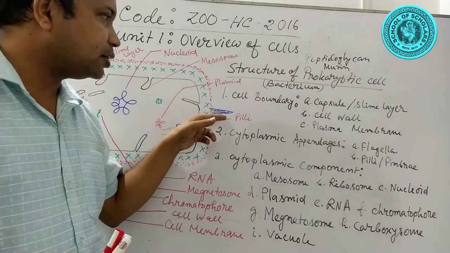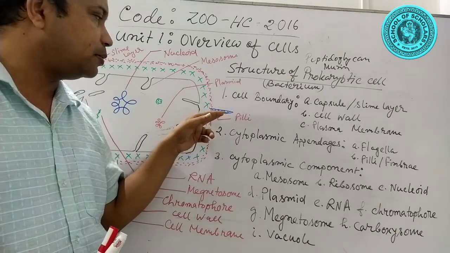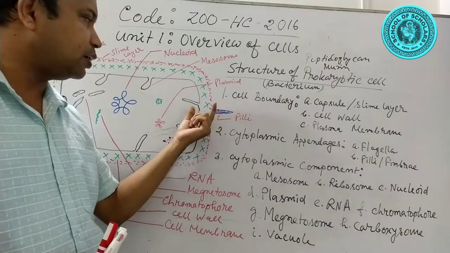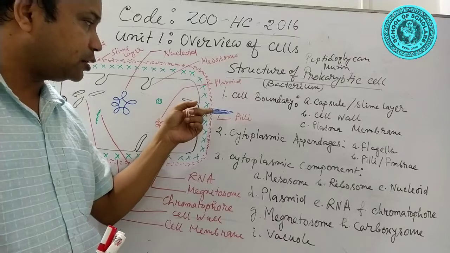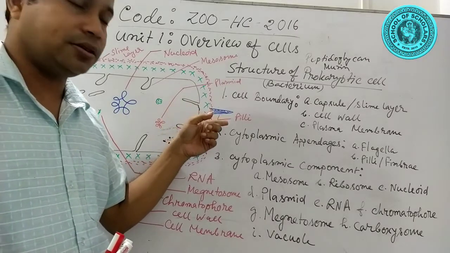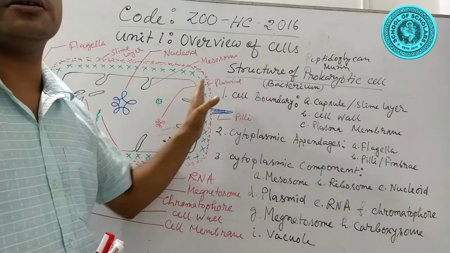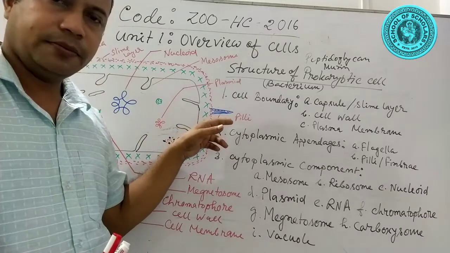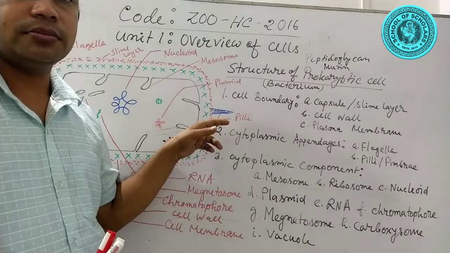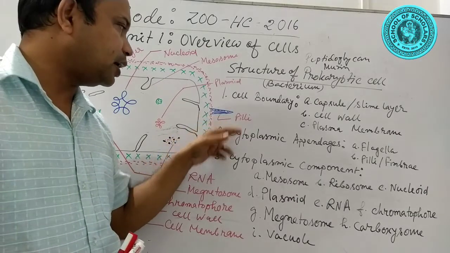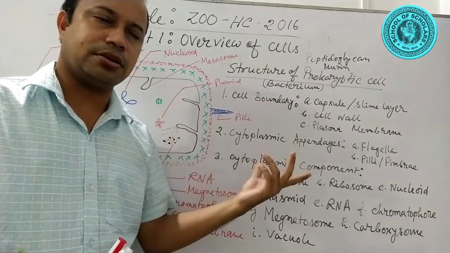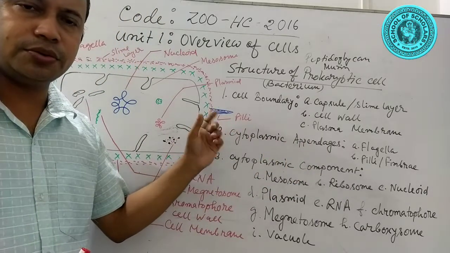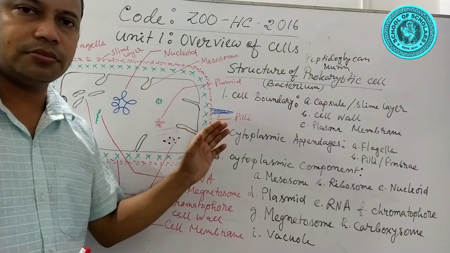The second structure is pili, or fimbriae. These are short hair-like structures, and they are not of intragenic origin. They are of extragenic origin, which means they develop from the outermost part of the cell. These pili are formed of a protein called pilin, and pili are otherwise called fimbriae. The main function of pili is adhesion.